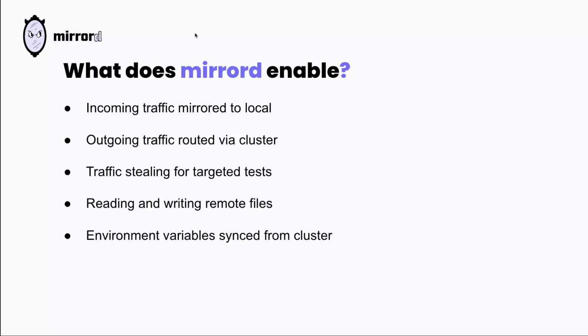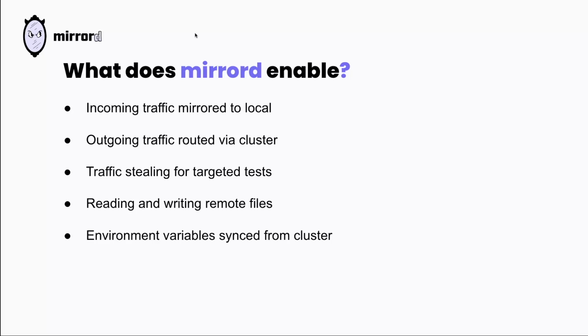But before we get to it, I just wanted to make sure to highlight some of the things which we'll see in the demo and we have talked about so far. When you use mirrord, you will be able to mirror incoming traffic to the cluster, to your local machine, to your locally running process. But you'll also be able to mirror outgoing traffic, and that would get routed via the cluster.